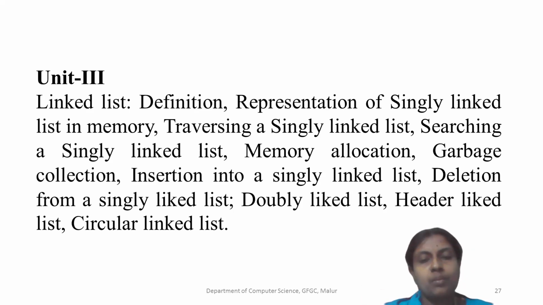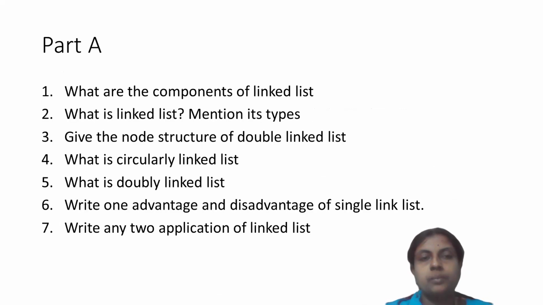We will discuss some of the university questions taken from this third chapter. To start with, what are the components of a linked list? The components of a linked list are of two parts: one is data, another is the address of the next node. What is a linked list? You need to write the definition and types: single linked list, double linked list, headed linked list and circular linked list. Give the node structure of a double linked list.